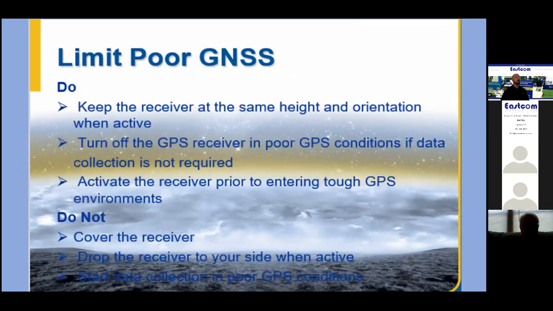Okay, for any of you that are currently using a GPS GNSS solution, there are some recommendations I can give you. You always want to keep the receiver at the same height and orientation. So you don't want to lay it to its side. You always want to keep it pointed straight up. That's going to give you your best solution. If you have to head into an area, let's say you go from a wide open area into tree canopy, you may want to turn that receiver off because you don't want to collect that information. It's bad. And then when you get to the other side, you can turn it back on again.